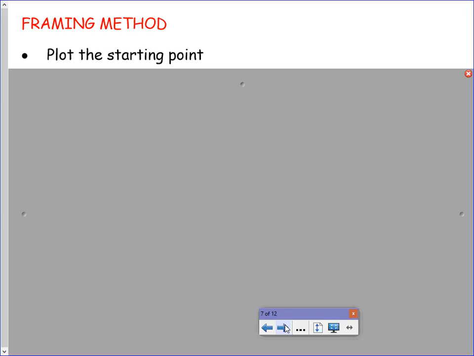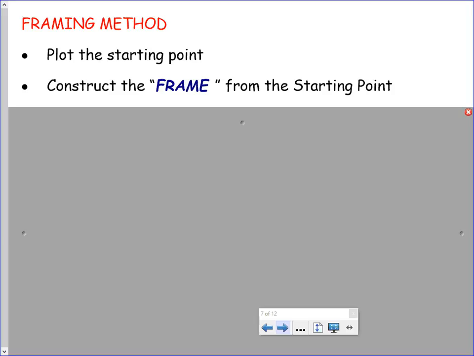Okay, so here's what we're going to do in the next examples. We are going to do the same work as yesterday. We're going to identify amplitude, period, and starting point. And we're going to start by plotting the starting point. We're going to construct the frame from the starting point. So that starting point is always that point in the middle on the left side.